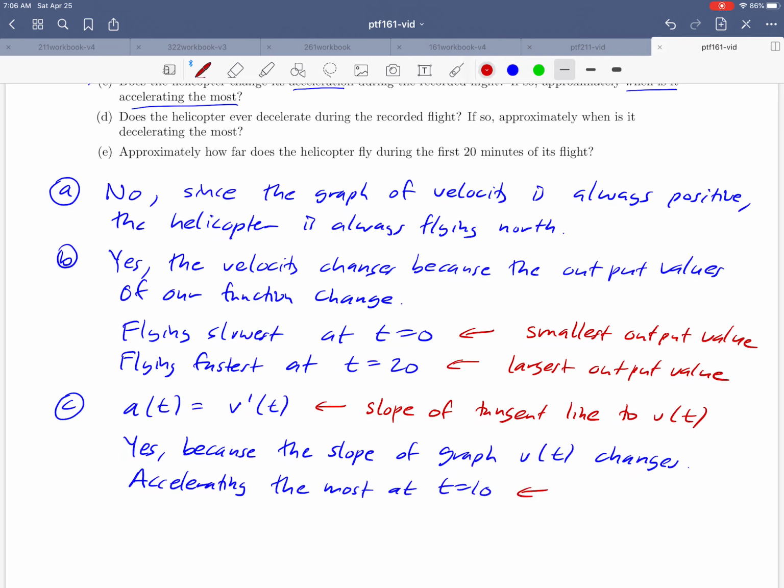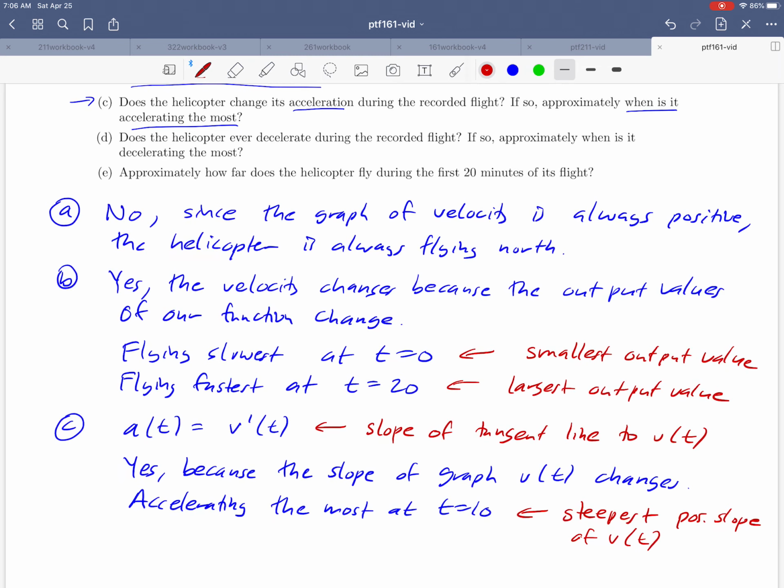Okay, and we'll just say a word about how we came up with that. That was where we had the steepest positive tangent line slope. Okay, and I think we have just answered part C, and so we will look at part D now.